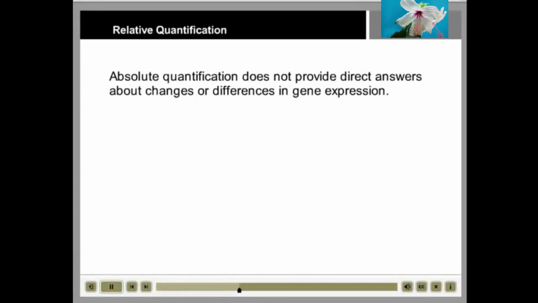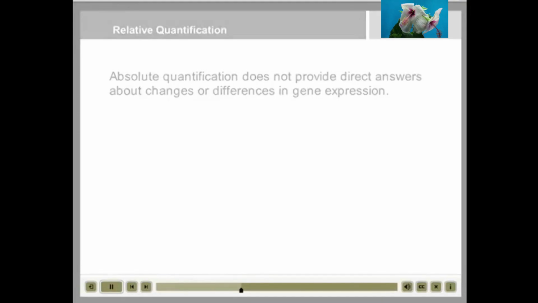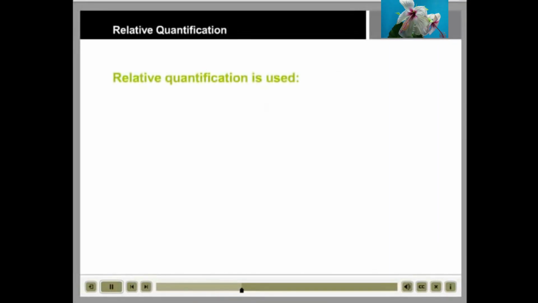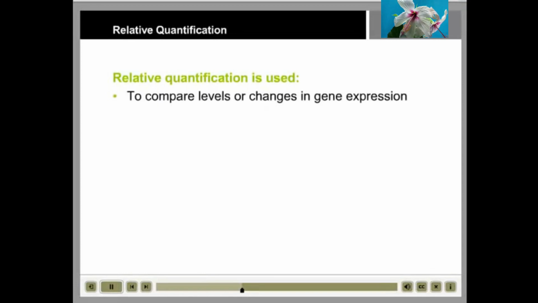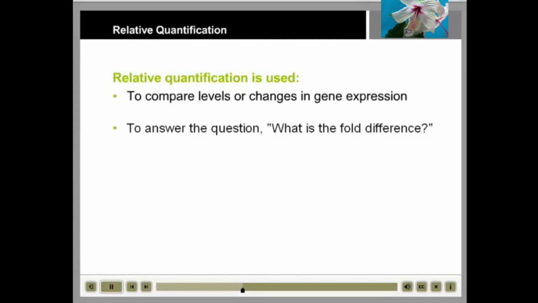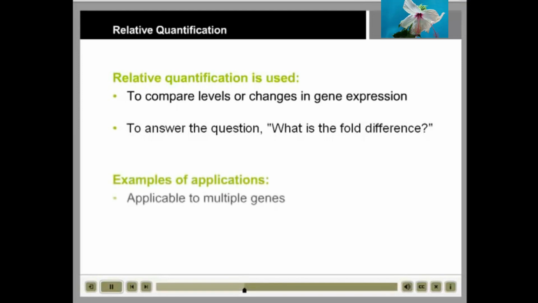Absolute quantification answers the question, how many? However, it does not provide direct answers about changes or differences in gene expression. Relative quantification is used to compare changes in gene expression, where the question asked is, what is the fold difference? How much is gene A expressed here rather than there? This type of analysis can compare expression of multiple genes, and it is usually performed with more than one gene.